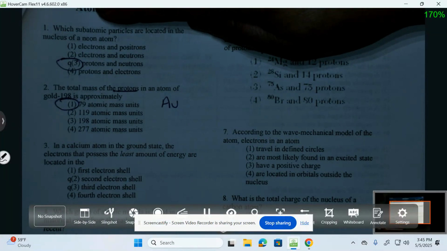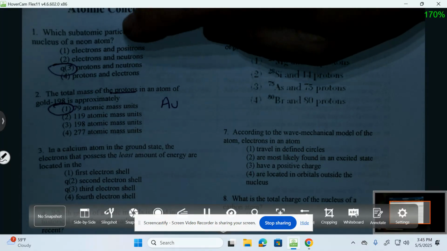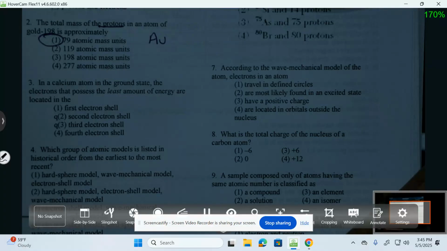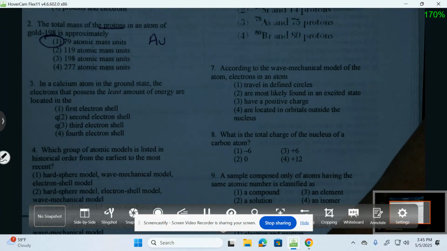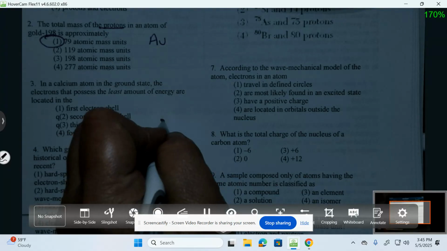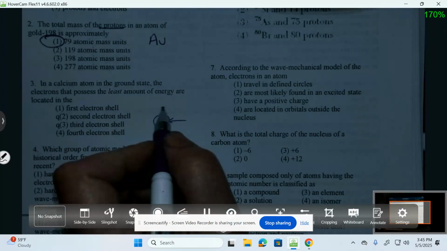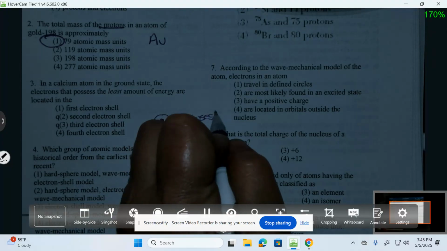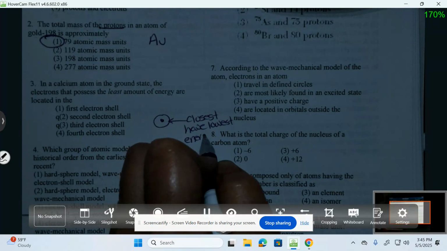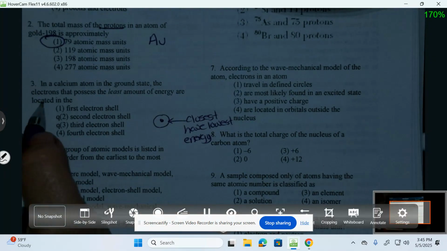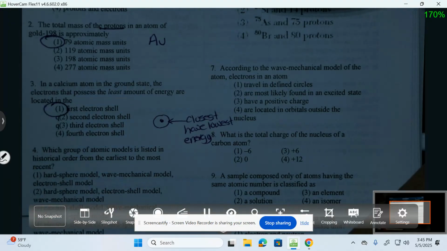Okay? In a calcium atom in the ground state, the electrons that possess the least amount of energy are located in... We have the least amount of energy. Are we going to be close to the nucleus or far away from it? Far. Try again. Close. So here's the nucleus. The electrons that are closest have the lowest energy. The further away you get, the more energy you have. So I'm going to go with first electron shell.